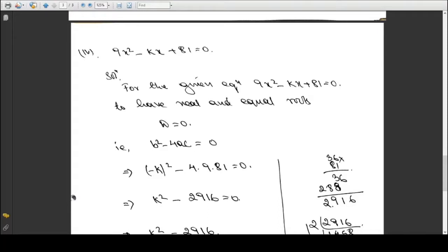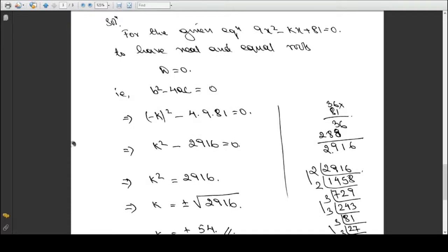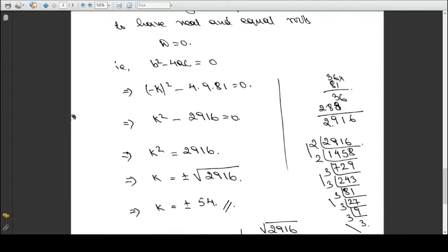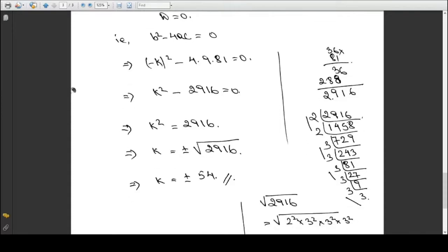Minus square is plus, so you have k square, and multiplying these three, you have 2916, equals 0. Taking this to the right side, you have k square equal to 2916. Then k will be plus minus root of whatever is on the right side, 2916, and the square root of this is 54. Therefore, the value of k should be either one taken with plus, that is 54, and the other will be minus 54.